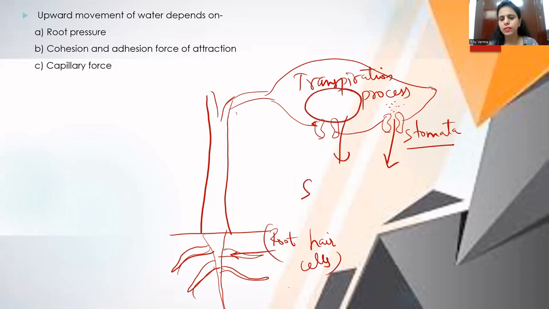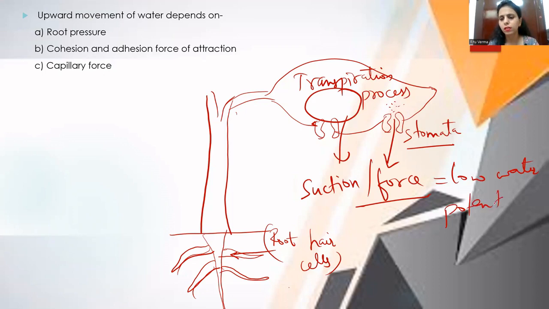Okay, you can say here a suction or force is created, and this is due to low water potential. Now, when water is lost in the process of transpiration from the leaves, low water potential is there, obviously, because water was lost. Due to low water potential, a suction or force is created.